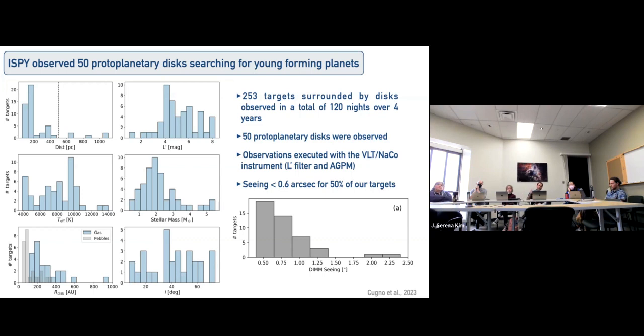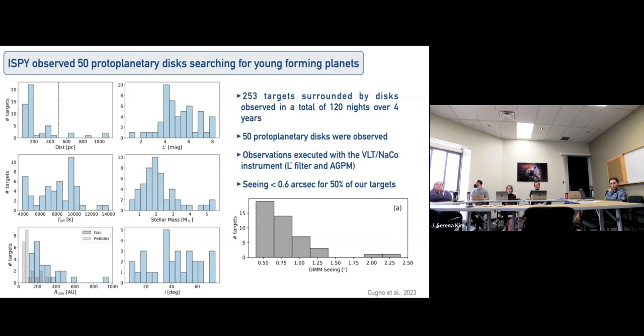So in total, the 50 protoplanetary disk targets or observations that I'm describing today were taken under very good conditions, because whenever the conditions were not good, we just would repeat the observations. So overall, on average, we have very good seeing, for example, and at least half of our data sets have average seeing below 0.6 arcseconds.